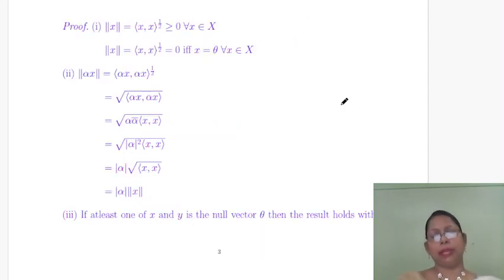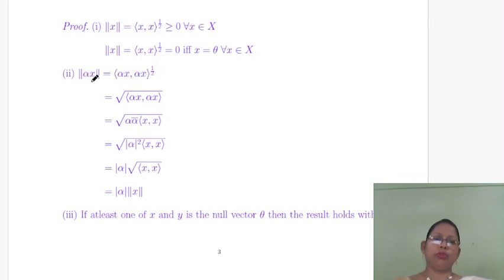Number one, norm of x is the square root of inner product of x comma x, which is greater than or equal to 0 for all x belongs to X. Next, norm of x is the square root of inner product of x comma x, which is equal to 0 if and only if my vector x is the null vector.